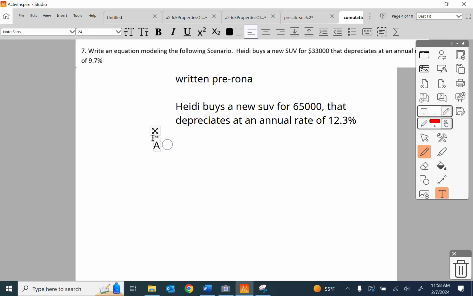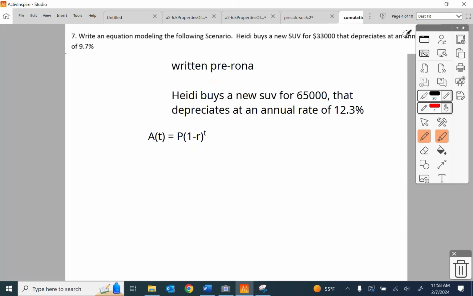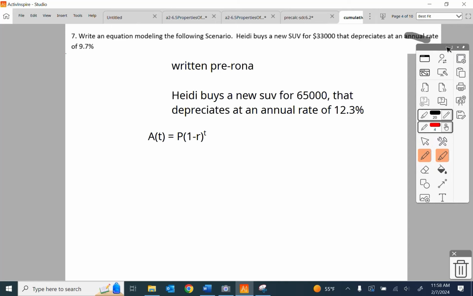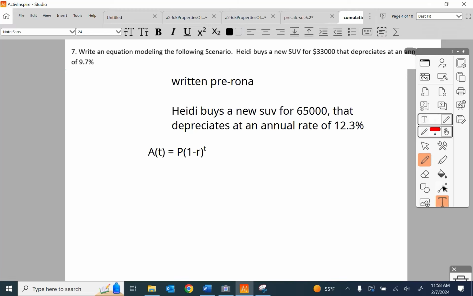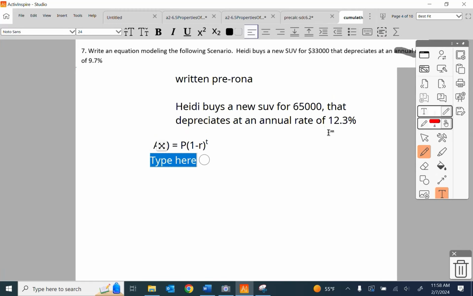So here's my setup. My setup is that after some time passes, I am the principal times 1 minus r to the t. And we're using the word annual here. That's just an understood one. Annual means one. Kind of got in the way there, but there's a word annual. It's not every 3 months or whatever. Annual just means one. It's understood. So let's see here. I know that 12.3% is the decimal .123. The principal for her scenario is 65,000.